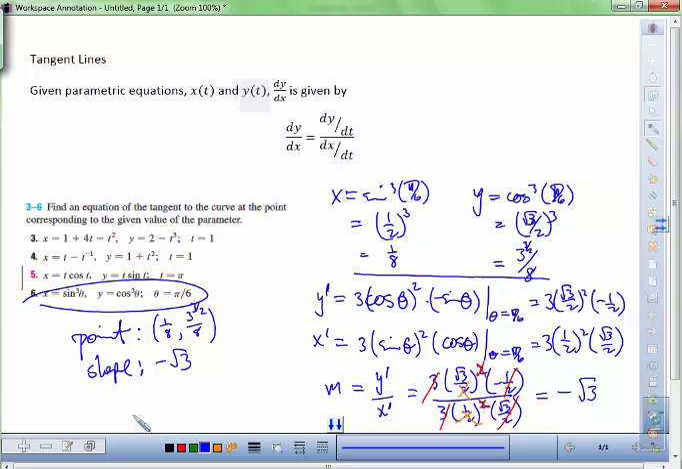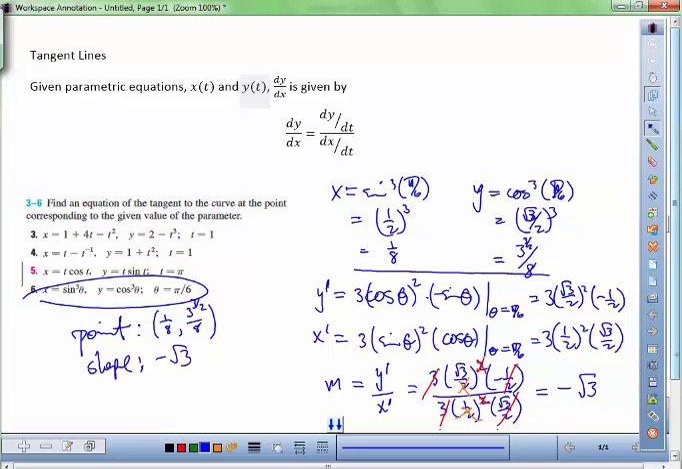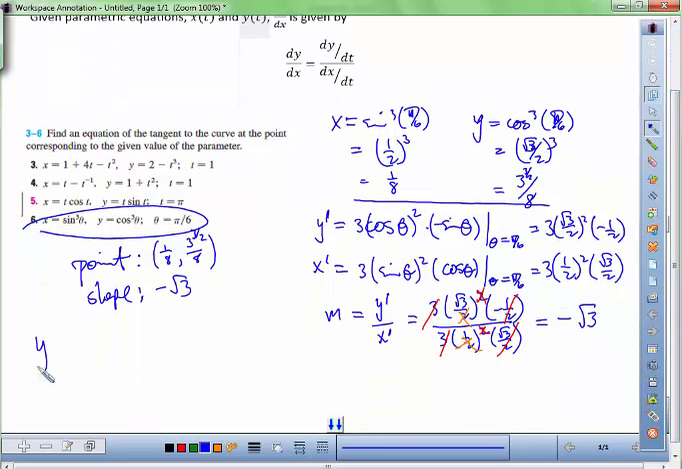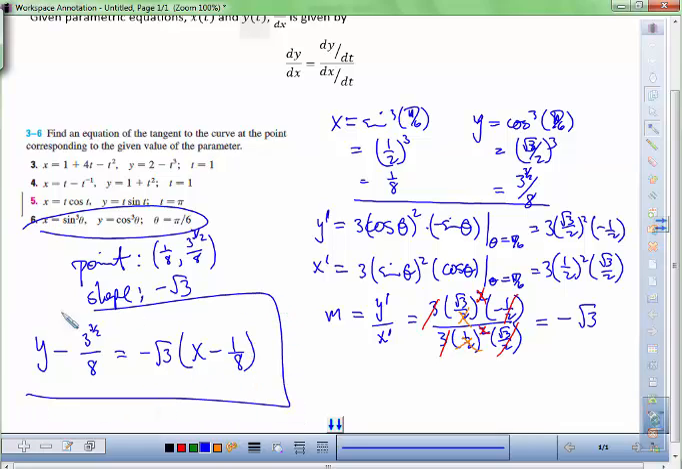So we got the point, we got the slope. We'll put it in our point slope form. Y minus y1 is equal to the slope times x minus x1. And there's your equation.